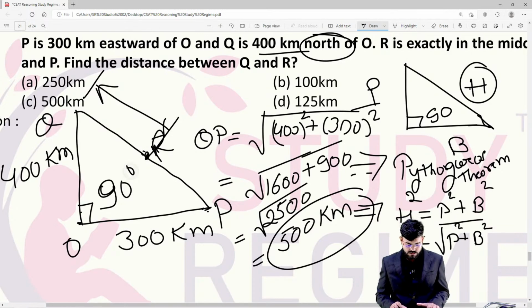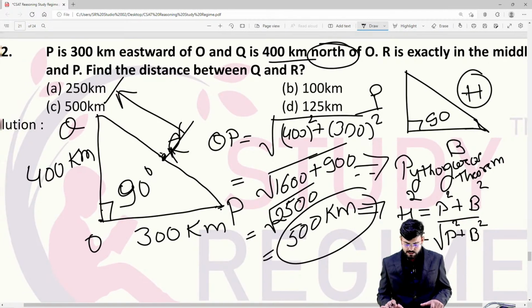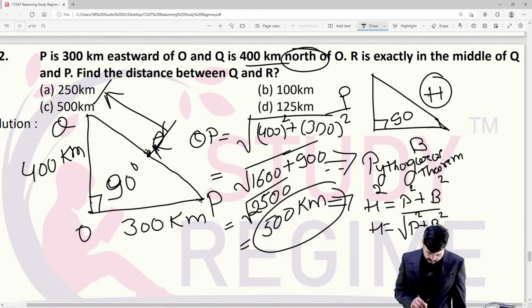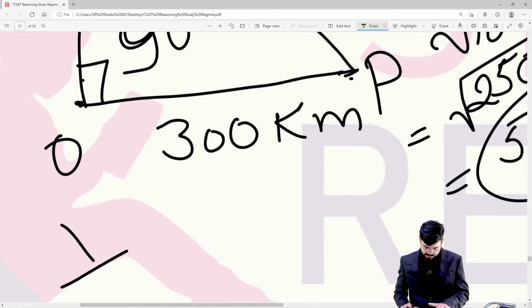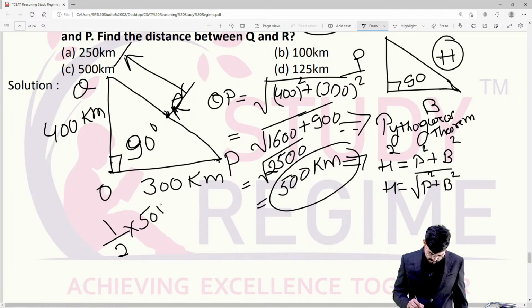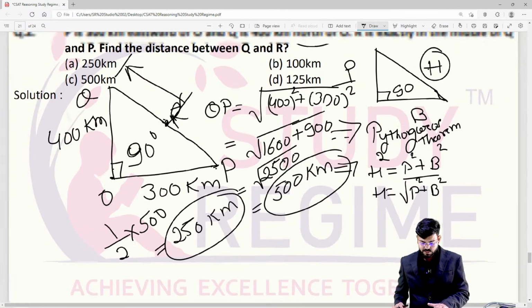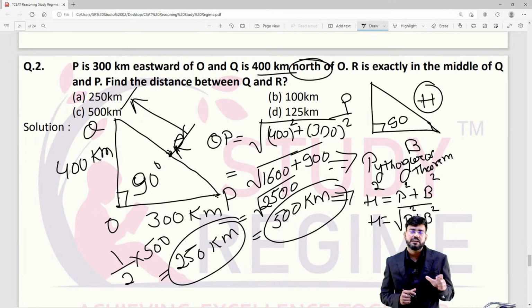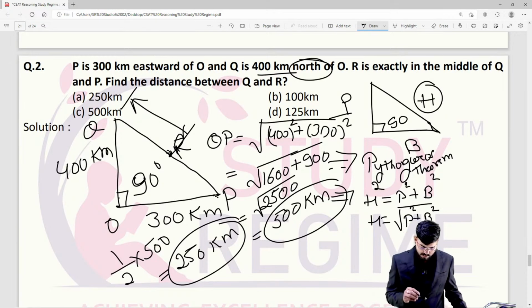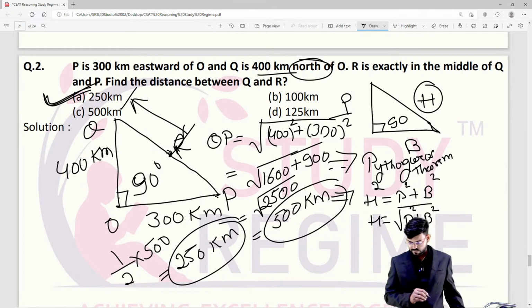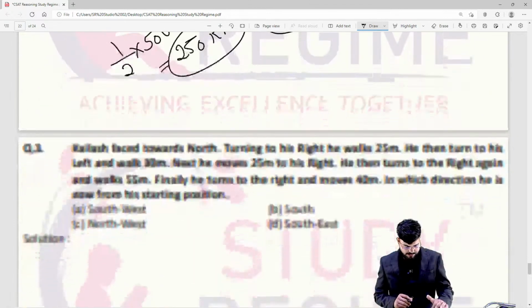But here in this question, it is asking that R is exactly in the middle of Q and P. Find the distance between QR. Therefore, the distance will be half of 500. You will get what? 250 kilometer. Got it? Very easy question. Apply the Pythagoras theorem, get the value of QP and divide it by 2. You will get the value of QR. So, the value is 250. Now, where is the option? Here is the option, first part. Okay, let us proceed with the next one.